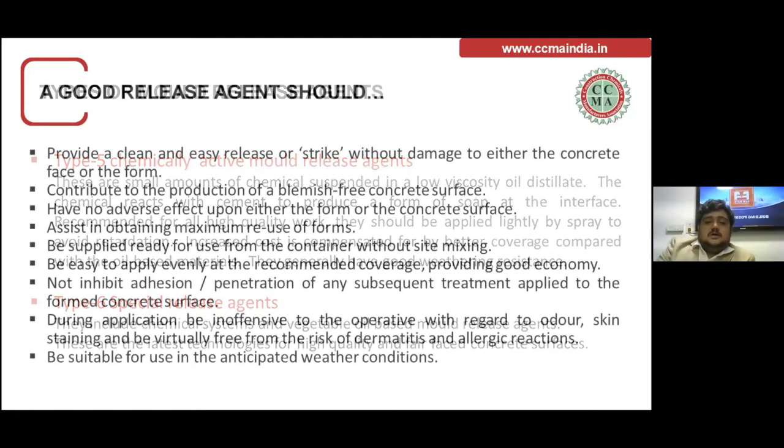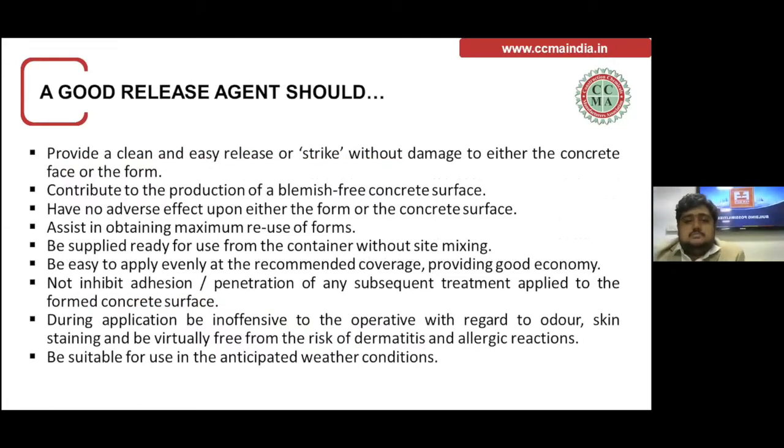So here, a good release agent should have these properties: provide a clean, easy release or strike without damaging either the concrete or the formwork. That's the most important. So when you dismantle the formwork support, the plate should come out very easily, or the ply should come out very easily.